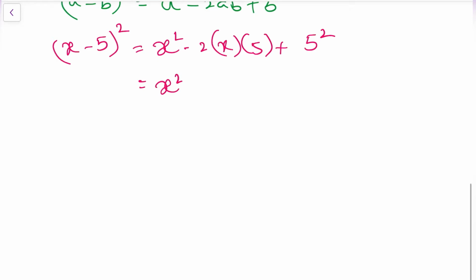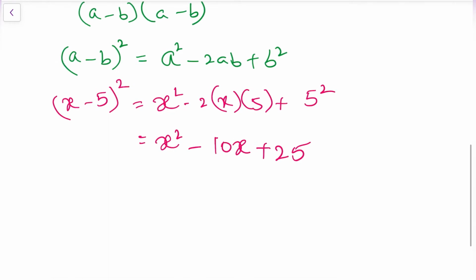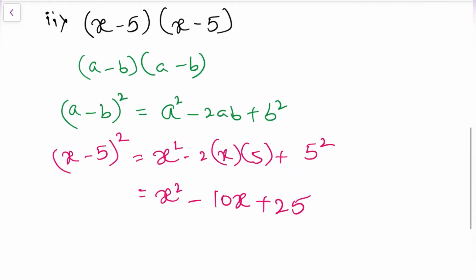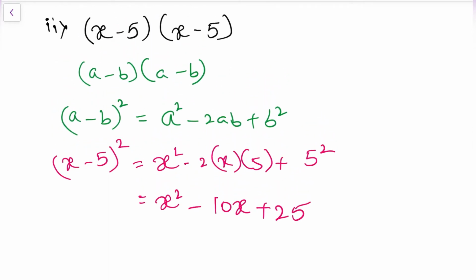x square as it is, minus 2 into x into 5. 2 fives are 10, 10 into x, 10x, plus 5 square, 25. So the value of x minus 5 into x minus 5 is x square minus 10x plus 25.